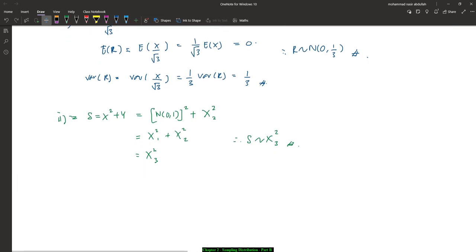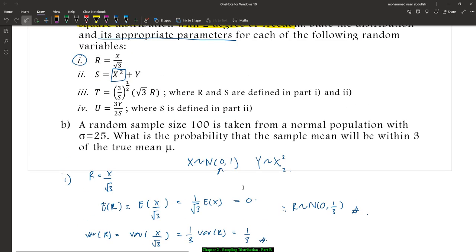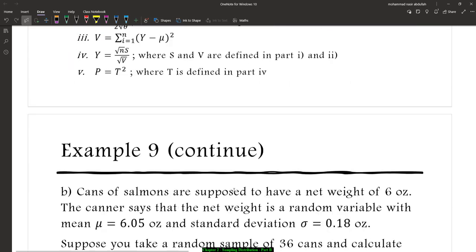Remember theorem number 2, okay? So number 3 we have T equal to 3 divided by S, all to the power of 1 over 2 (this is not a square, this is 1 over 2, meaning square root), multiplied with the square root of 3, multiplied with R as defined in part 1 and part 2.